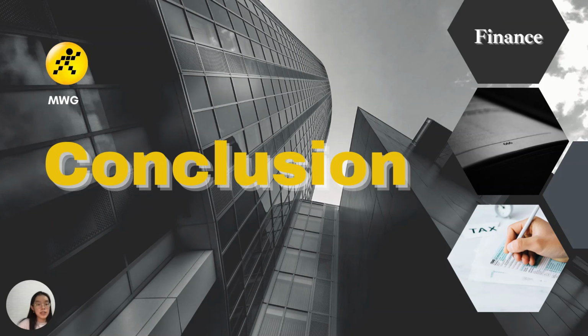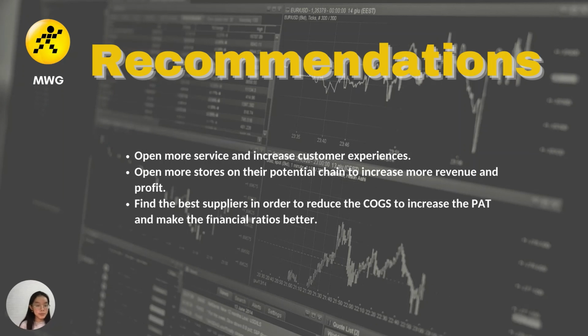Some recommendations would be that MWG could open more services and improve customer experiences. Moreover, they can open more stores in their potential chain to increase revenue and profit. In addition, MWG can find the best suppliers in order to reduce the cost of goods sold, to increase the EBIT and make the financial ratios better.